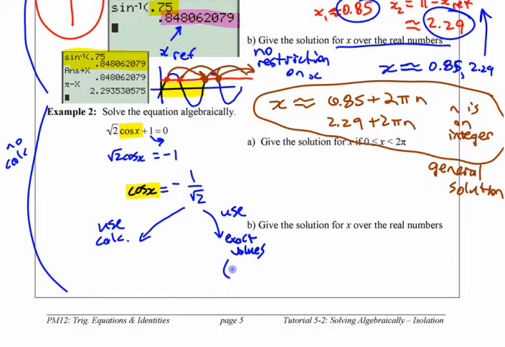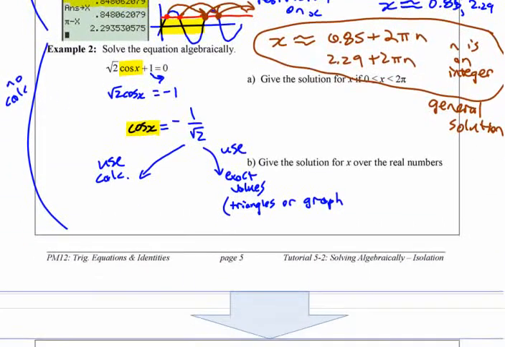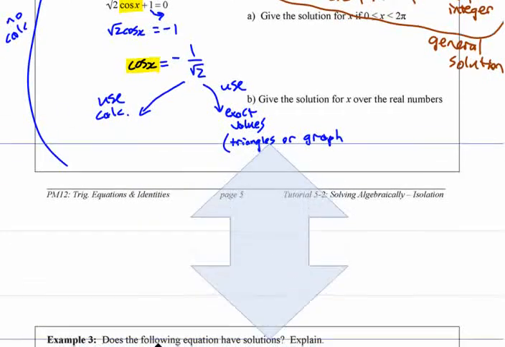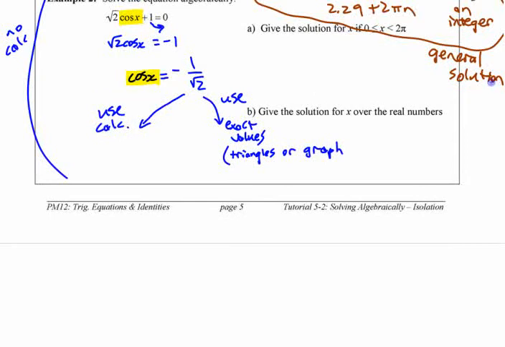Exact values, what I mean are those triangles, or if you know something about the graph, triangles or graph. Okay, I'm going to continue this down below here because I want to write more than I have given myself space. But if we were going to use the exact value triangles, how are those going to help? Which one do I need?